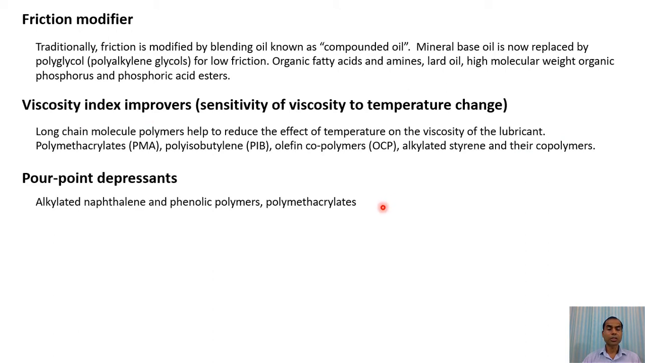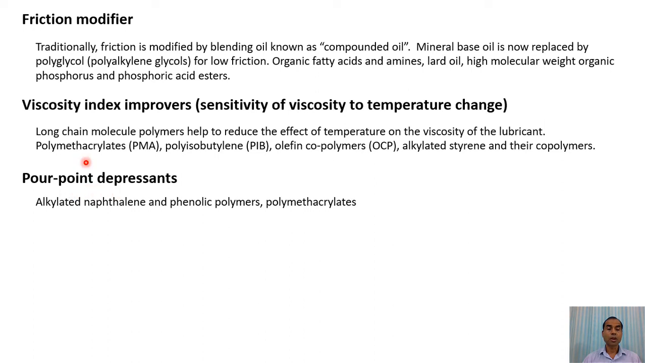Now the other aspect related to the flow of lubricant is the pour point depressant, or pour point. The pour point is basically the temperature at which the lubricant can still easily flow out of, let's say, a beaker. If the temperature goes down further, then the lubricant will not flow like a liquid. It is important that the pour point is depressed, is lowered as much as possible, so that the oil can be used in a cold environment.